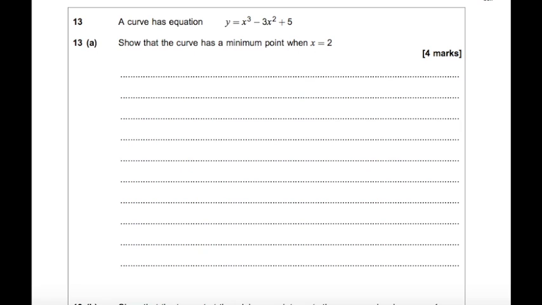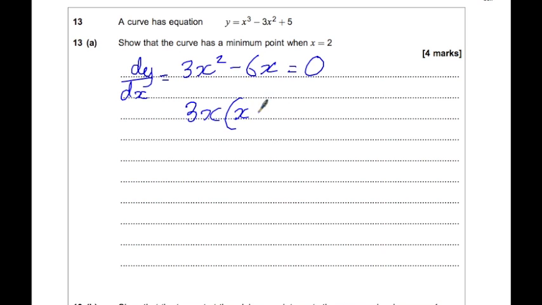Right, a curve has equation y equals x cubed minus 3x squared plus 5. Show that the curve has a minimum point when x equals 2. If we're looking for minimum points, we need to find the derivative and set it equal to 0. That will be 3x squared minus 6x, and the 5 disappears. For stationary points we set this equal to 0, so we factorise out 3x and get x minus 2. Either 3x equals 0, in which case x equals 0, or x equals 2.